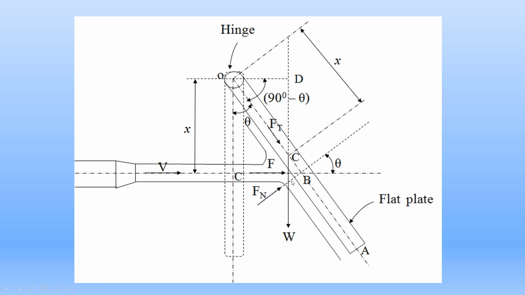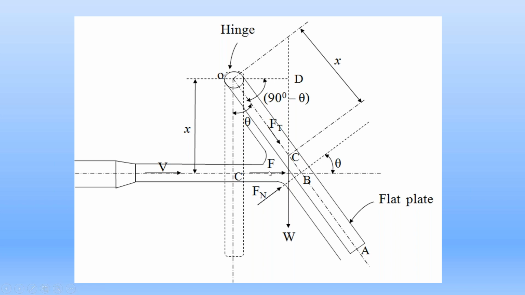One component is in the normal direction. This line is normal to the metal plate at point B. This normal line makes the angle theta with the horizontal, because the axis of the metal plate makes the angle theta with the vertical, so the normal to the axis of the metal plate makes the angle theta with the horizontal.